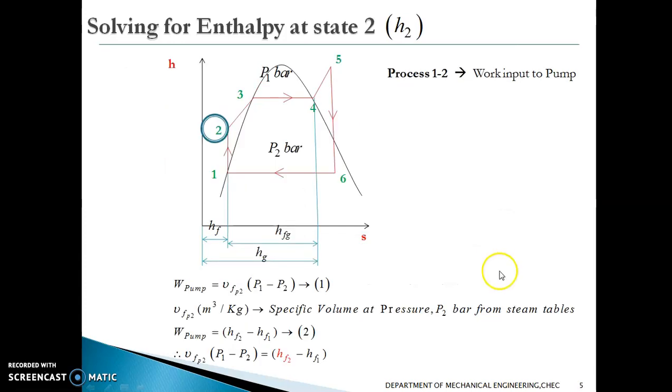Coming to state 2, state 2 neither locates on the saturated liquid line nor on the saturated vapor line. So we have to find it separately.